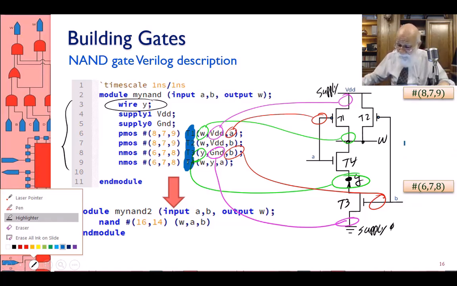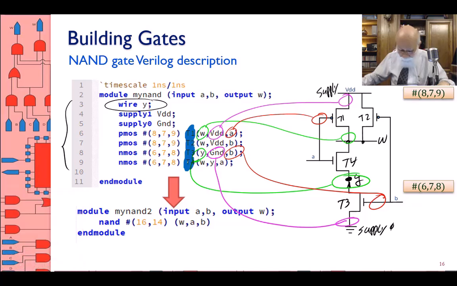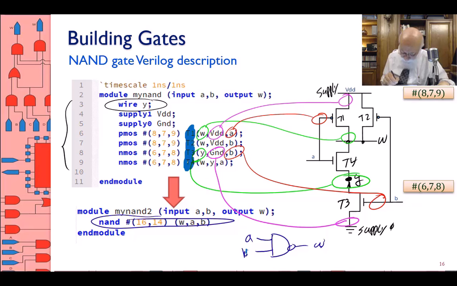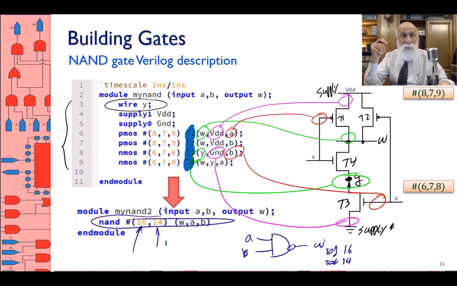So what I'm saying is I have a NAND. I'm really looking at something like this. There is a W output, there is an input A, there is an input B, and then I'm saying 2 1 delay is 16, 2 0 delay is 14. 16, 14. Where did I get this from? Well, I analyzed the above circuit. Maybe I put it in the simulation.